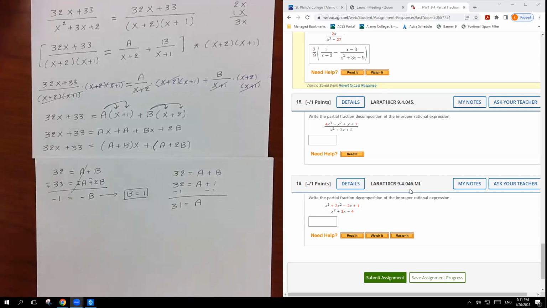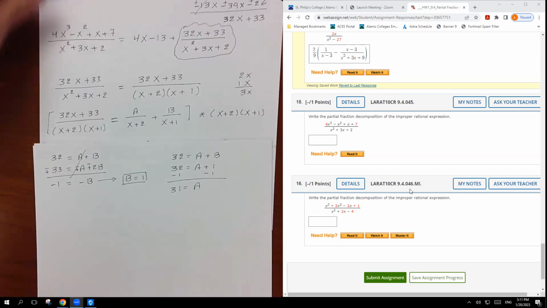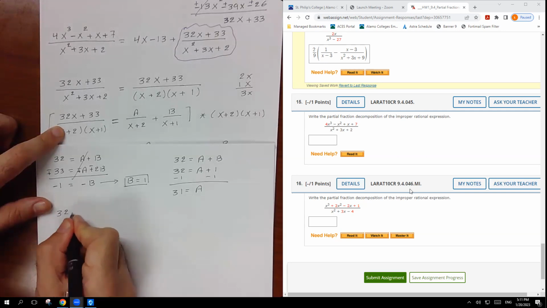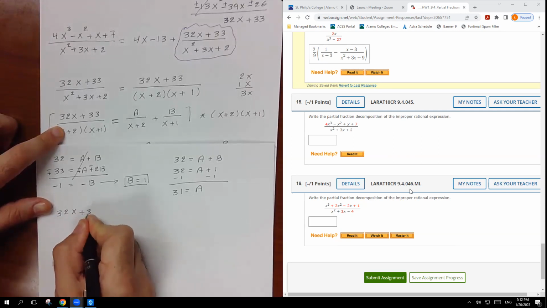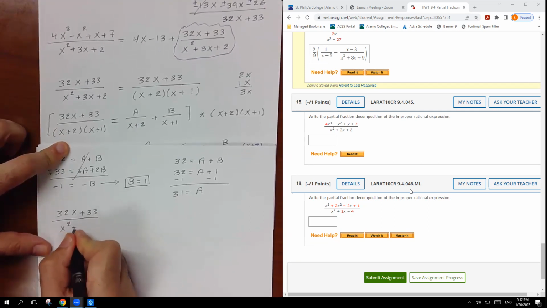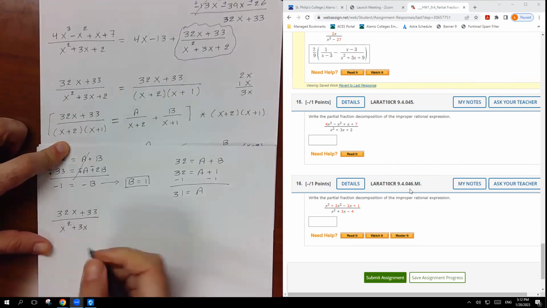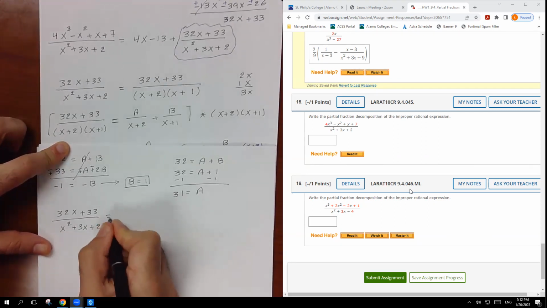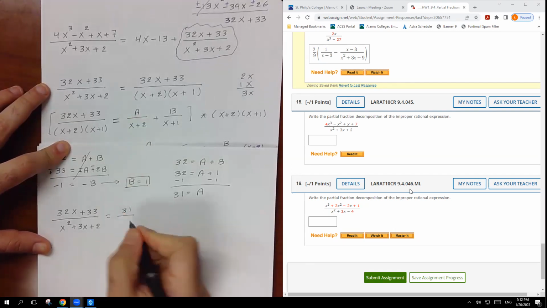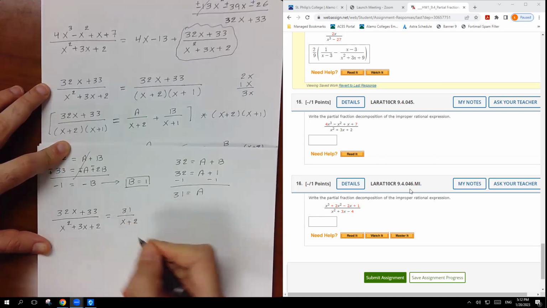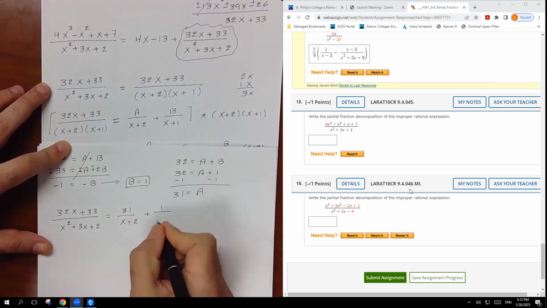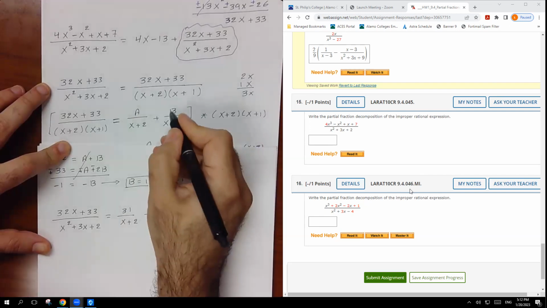So we're going to go back here. 32x plus 33 over x squared plus 3x plus 2 is going to be equal a, which is 31, over x plus 2, plus b, which is equal 1, over x plus 1.